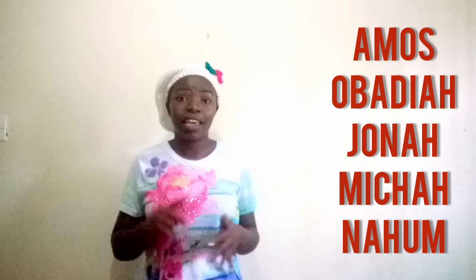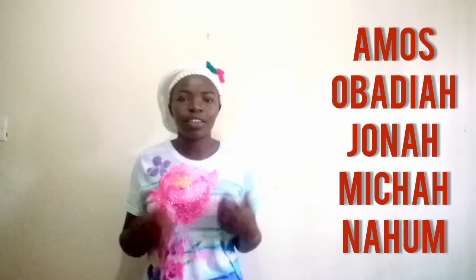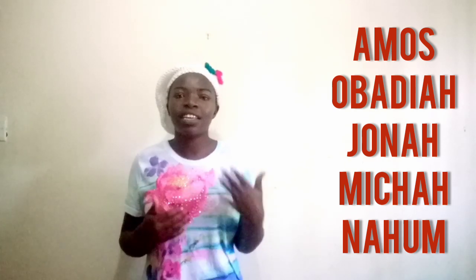Joel. Joel has no sign, so we have to finger spell. The following books have no signs, so we have to finger spell them: Amos, Obadiah, Jonah, Micah, and Nahum. As they follow each other, they all don't have signs, so we have to finger spell each and every time we are referring to them.